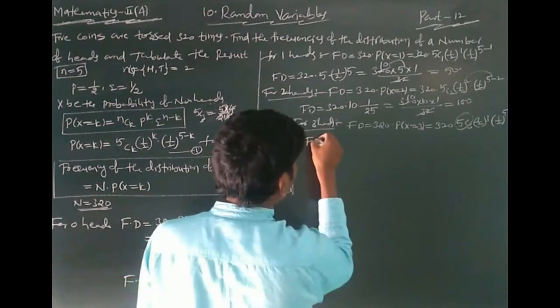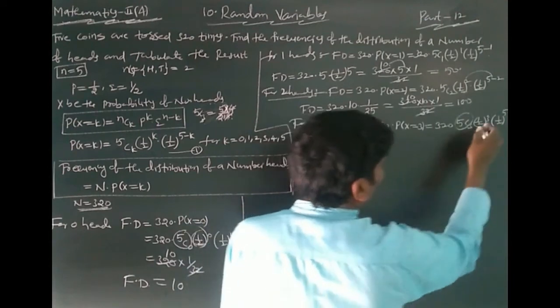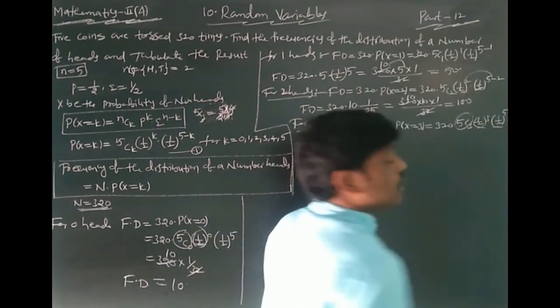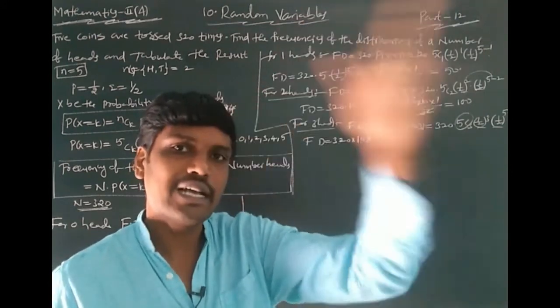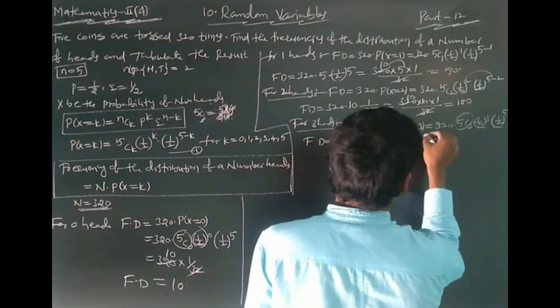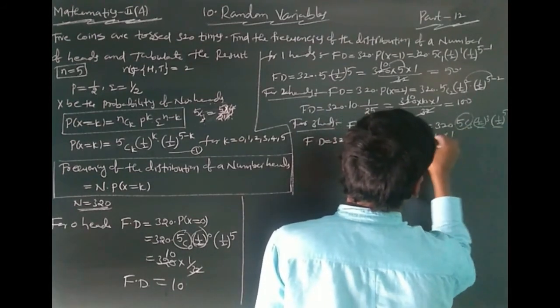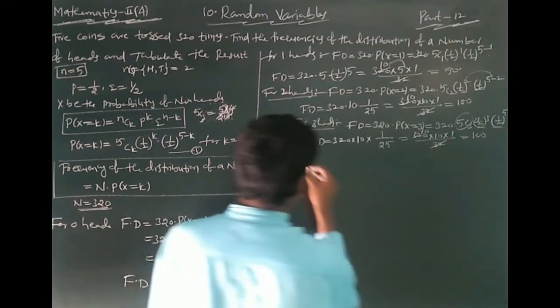So the frequency equals 320 into 10 into (1/2) whole power 3, (1/2) whole power 5 minus 3. The bases are equal, so the powers are added; 3 minus 3 gets cancelled, leaving (1/2) power 5. You can write 320 into 10 into 1/32; 32 ones are 32, 32 tens are 320, and you get 100.